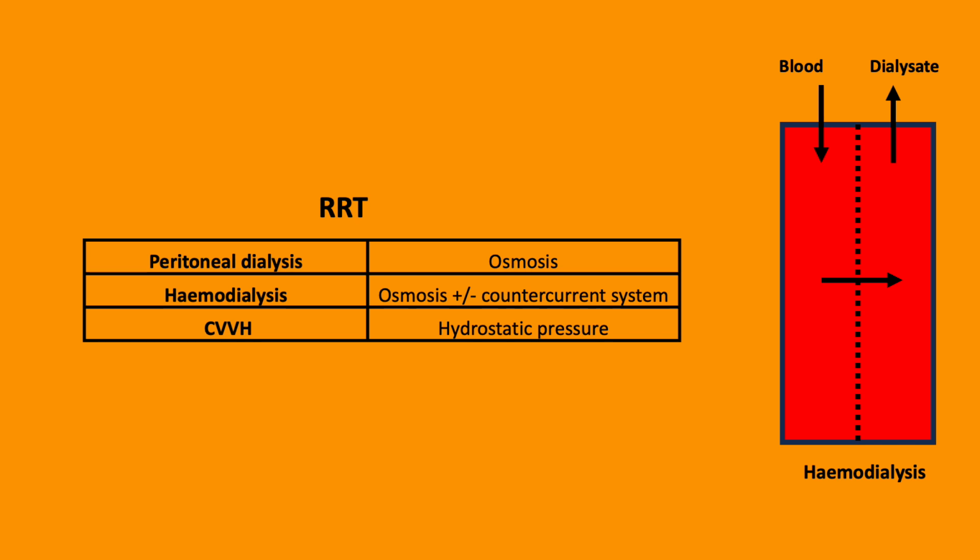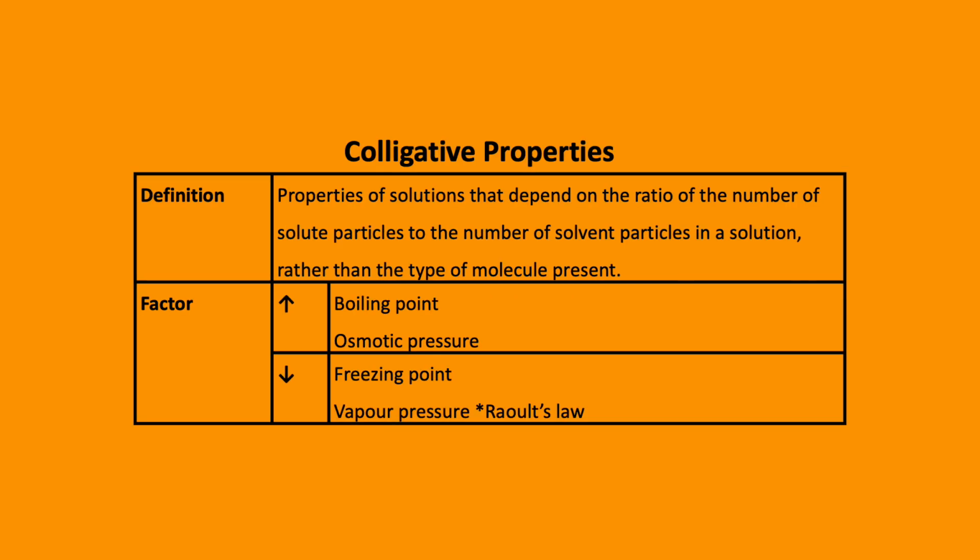A countercurrent system improves the efficacy and efficiency of this system, whereby the blood and dialysate move in different directions. Colligative properties. These are the properties of a solution that depend on the ratio of the number of solute particles to the number of solvent particles in the solution, rather than the type of molecule present. Both the boiling point and osmotic pressure increase in proportion to the molar concentration of the solutes, whilst both the freezing point and vapor pressure reduce in proportion to the molar concentration of the solute present.